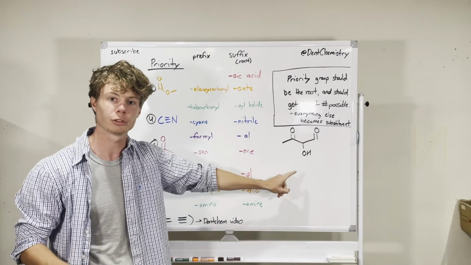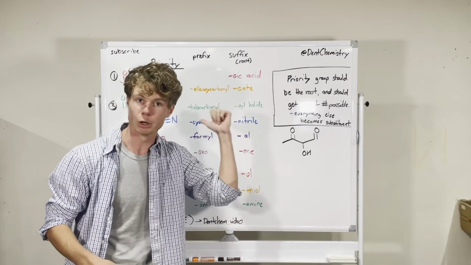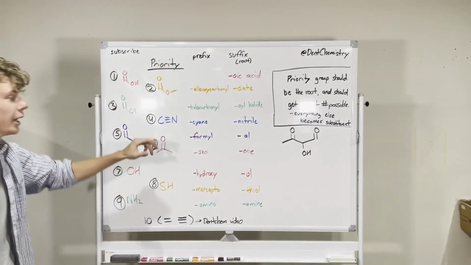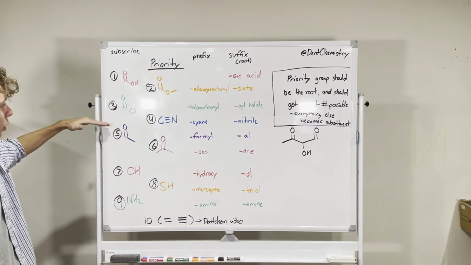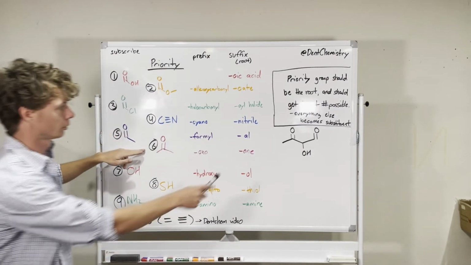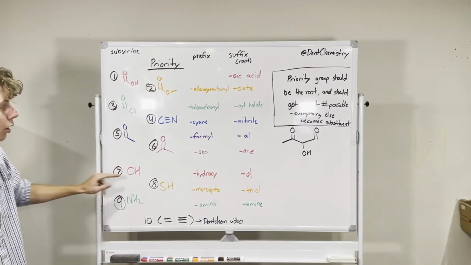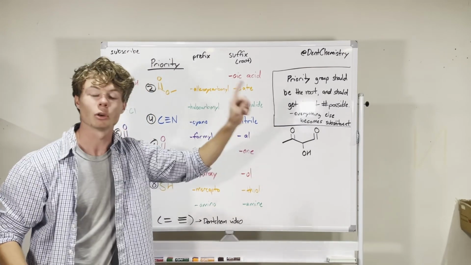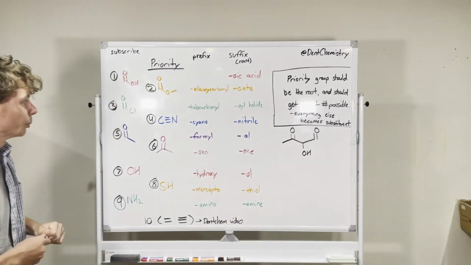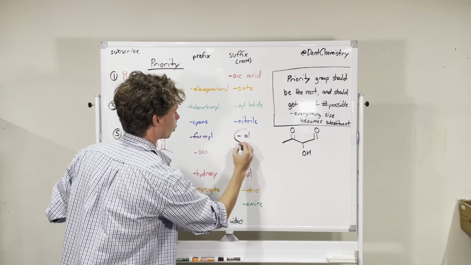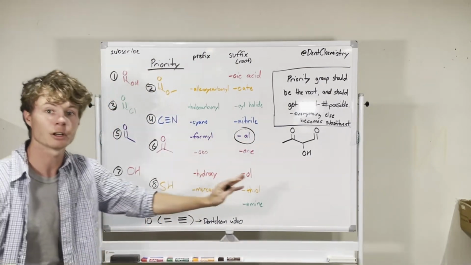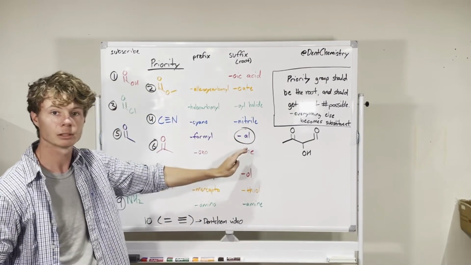Which of these functional groups has highest priority? I know this chart back here like the back of my hand, and I can see that aldehyde is higher priority than both ketone, right here, and an alcohol group in the middle. So aldehyde is my priority group. And because it's my priority group, it should get the root word. So the end of our name should end with al.